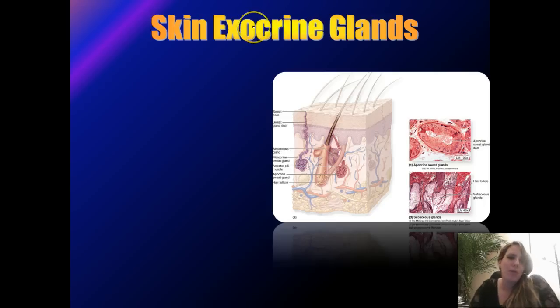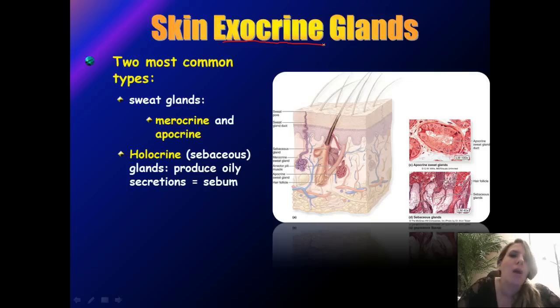So you might remember from the beginning of the term, exocrine means something where the secretion is put outside the body. Exo means on the outside. Crine refers to secretion. So the two most common types of exocrine glands in the body are sweat glands. And these sweat glands are called merocrine glands or apocrine glands. So both of these are glands that produce sweat. The difference between them is where they produce sweat, and we'll go into some more detail of that in a sec.